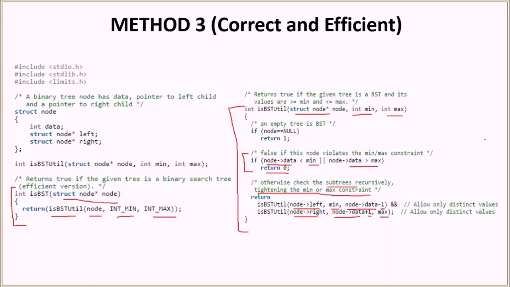So we are basically running this algorithm and going over the elements only once, and from top to bottom we are just passing the constraint in which the elements should be, and we are also achieving all the three conditions of the binary search tree.